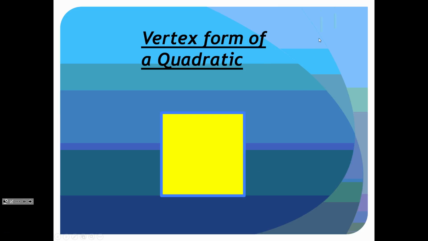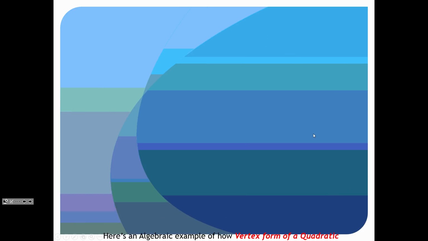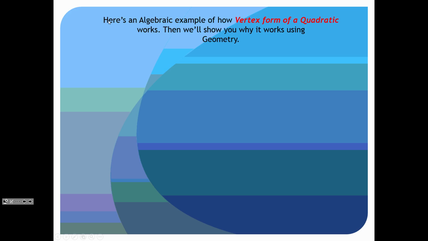What I want you to do is get out a piece of paper. We're going to be writing down vertex form of a quadratic equation, algebra versus geometry. In our notes, here's an algebraic example of how the vertex form of a quadratic equation works. Then we'll show you why it works using geometry. So here we're starting off with an equation. You notice that it's not in standard form, but that we have it equals 10 instead of equaling 0.